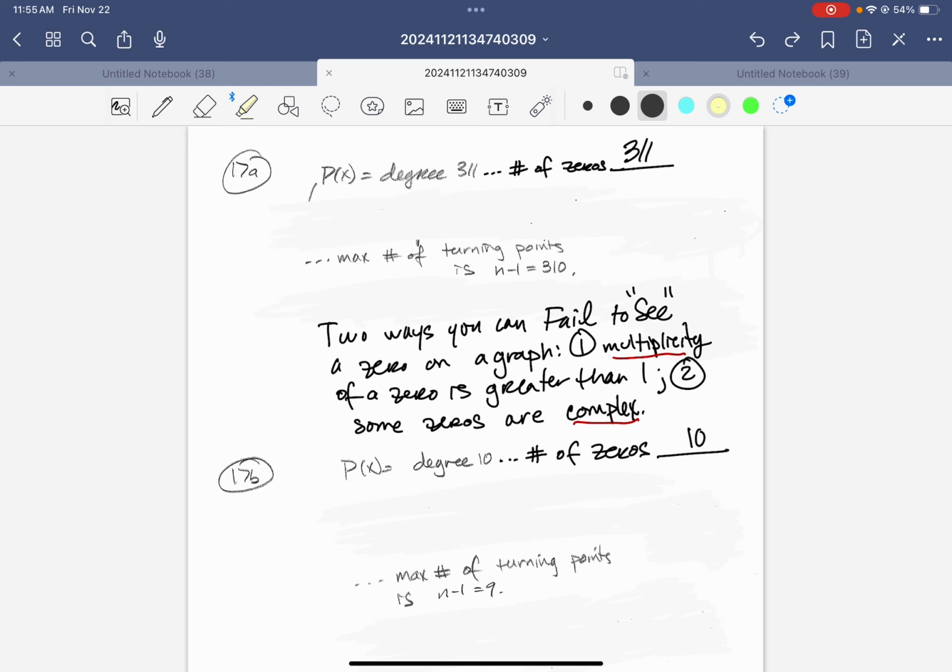All right. And then the last little bit. A polynomial of degree 311 should have 311 zeros. The max number of turning points is going to be n minus 1 or 310. Two ways you can fail to see a zero on a graph is either the multiplicity is greater than 1 of that zero, or some of the zeros are complex. Lastly, if you have a degree 10, the number of zeros is 10. And the max number of turning points is going to be n minus 1 or 9.